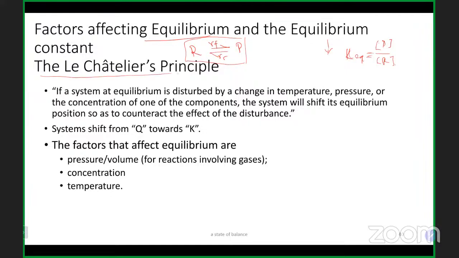There's this thing called Le Chatelier's principle. I'm sure this is not the first time you're hearing it. It states that if you disturb the equilibrium, either by changing temperature, pressure, or concentration, the system will shift in a way to counter the effect of the disturbance. There are so many ways in which you can say it: if you disturb the system, it adjusts itself to counter that effect. What can affect the equilibrium? Pressure, concentration, temperature. What can affect the equilibrium constant? Only temperature.